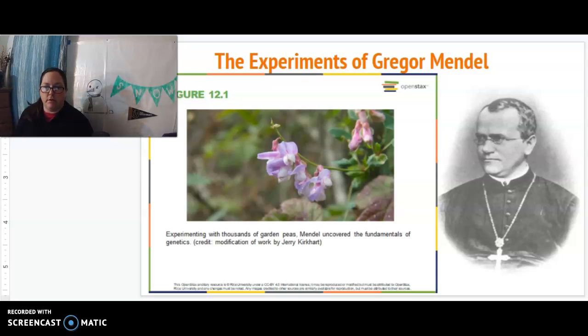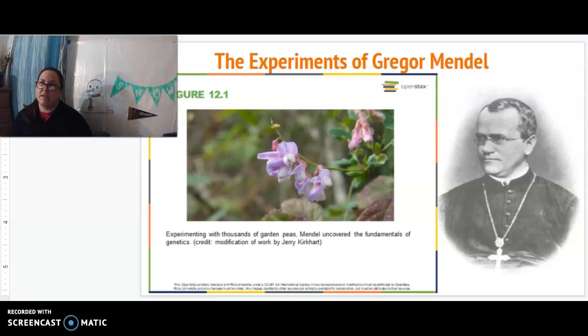So Gregor Mendel, he was this Austrian monk. He was born in 1822 in what is now the Czech Republic. He was a high school teacher, and he was in charge of the monastery garden. So in this simple garden, he was able to do the work that changed biology forever.